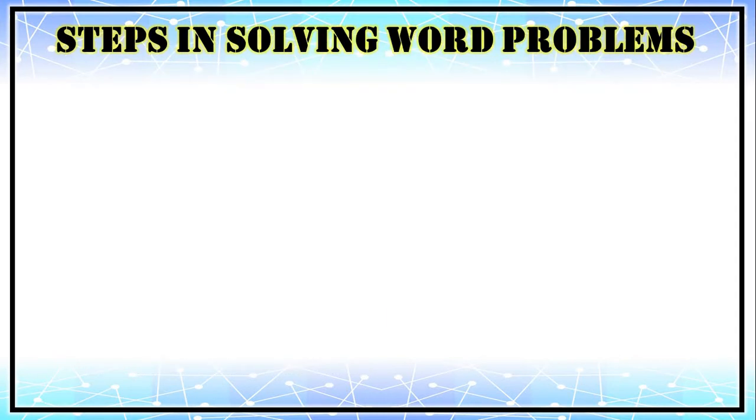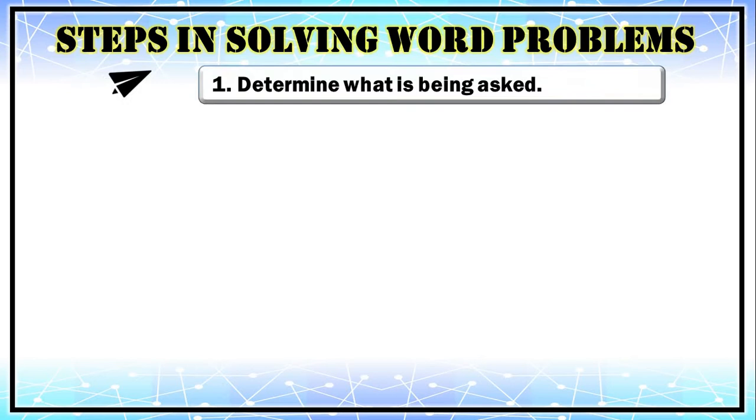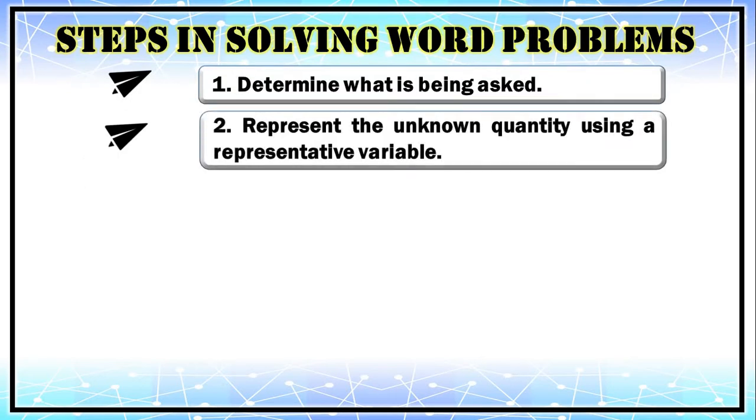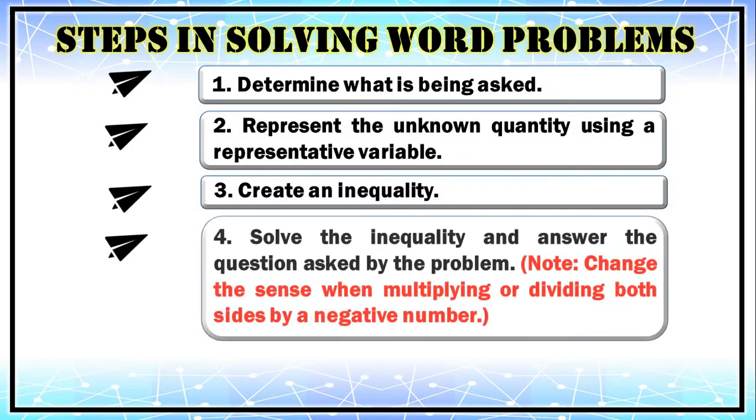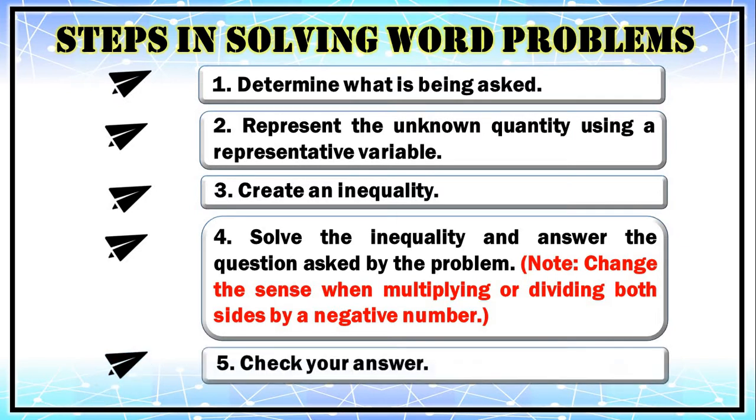Step number 1 is to determine what is being asked. Step number 2 is to represent the unknown quantity using a representative variable. And 3, create an inequality, since we are talking about inequalities. Step number 4 is to solve the inequality and answer the question asked by the problem. And you have to change the signs when multiplying or dividing both sides by a negative number. Changing the signs means that you need to use the opposite of the sense if you are multiplying or dividing both sides by a negative number. So number 5 is to check your answer.